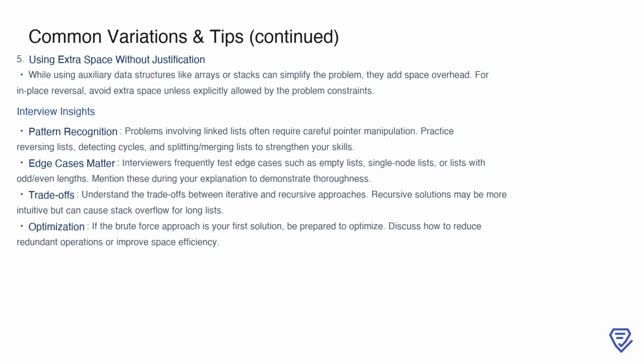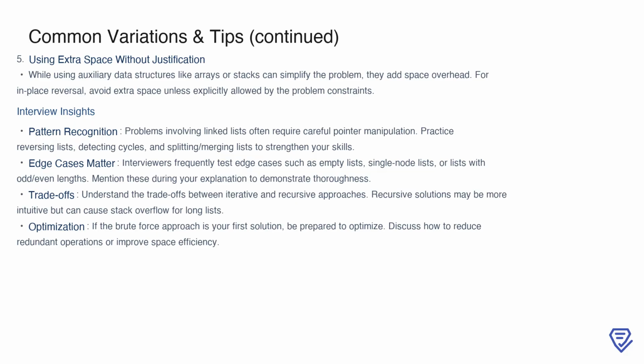Now, let's consider some interview insights. First, pattern recognition is key. Linked list problems often revolve around pointer manipulation, so practicing fundamental tasks like reversing lists, detecting cycles, and splitting or merging lists can strengthen your understanding. It's also essential to prioritize edge cases. Interviewers commonly test scenarios like empty lists, single-node lists, or lists with odd and even lengths. Mentioning these during your explanation demonstrates thoroughness.